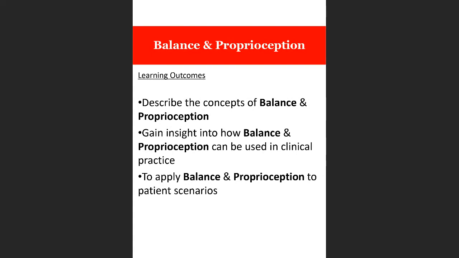Okay, not quite. So there's 3 components to balance. Can you remember what they are? Yeah, these are relevant to balance and proprioception. Well, the first one is proprioception. Yes, Holly. So we've got proprioception is the first one.